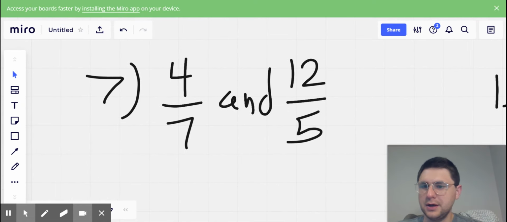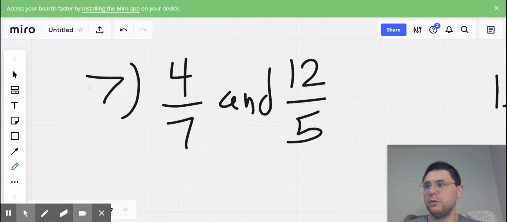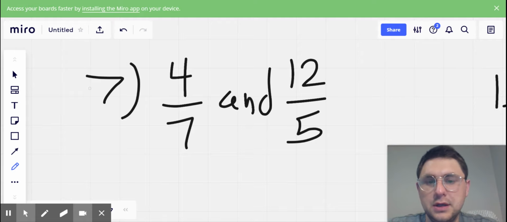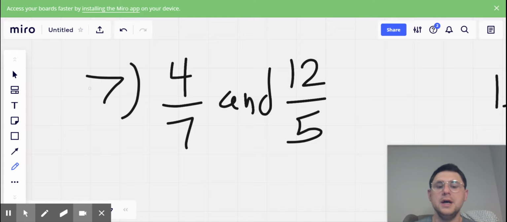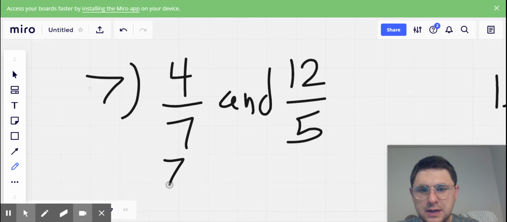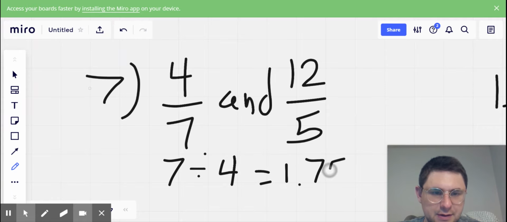This second one right here, problem number 7, we're going to see whether or not these ratios are equivalent or not. So 4 to 7 and 5 to 12. So we can do that a couple of different ways, but I'm going to divide the bottom by the top to find a unit rate. Remember that equivalent ratios have to have the same unit rate. And so I'm going to say 7 divided by 4. I'm checking that first one, and that is 1.75.